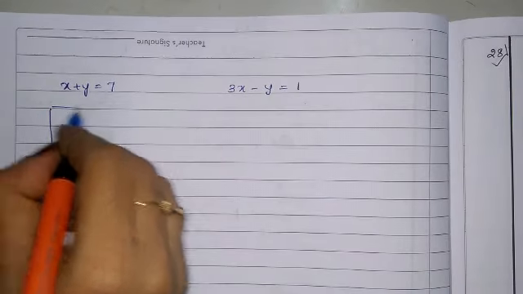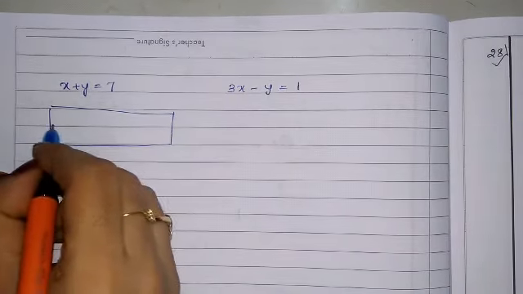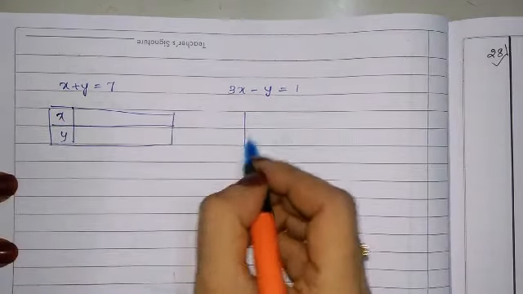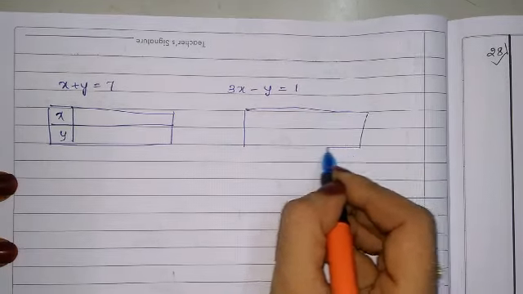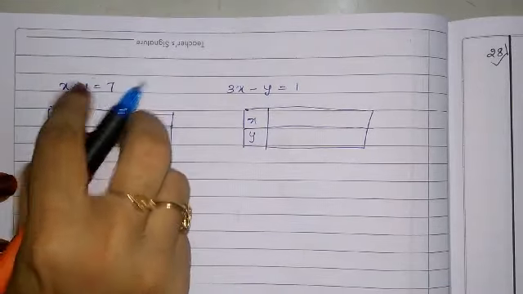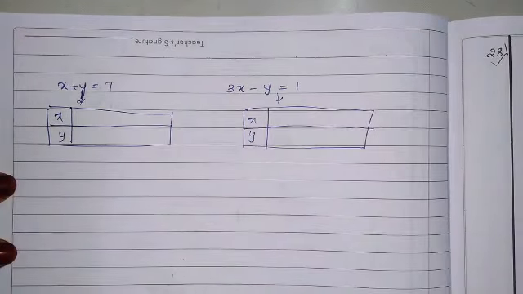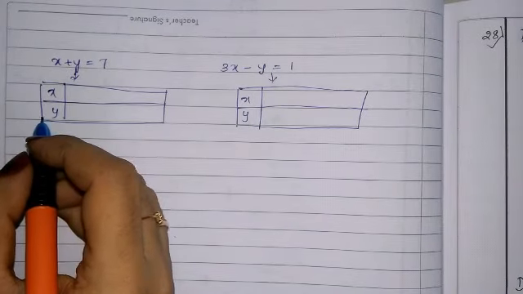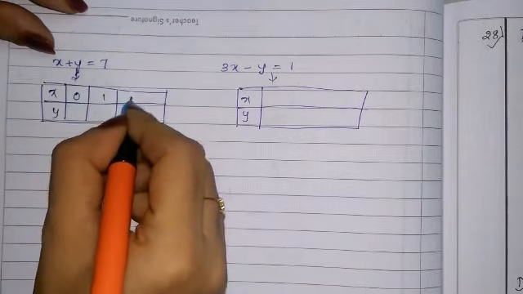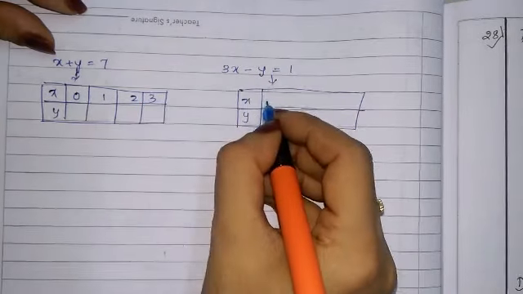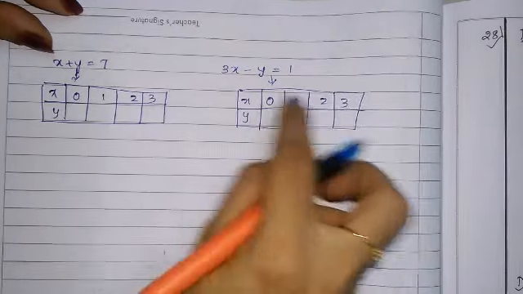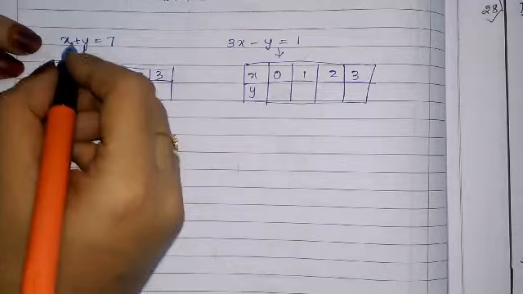So two tables we have to plot. We have to draw a table of x, y, and this side also we have to draw a table, x and y. This table is for this equation and this table is for this equation. So x values we have to consider. Let me consider x values as 0, 1, 2 and 3. Here also x values are 0, 1, 2, 3. Whichever values we can consider for x. Now what we have to do?